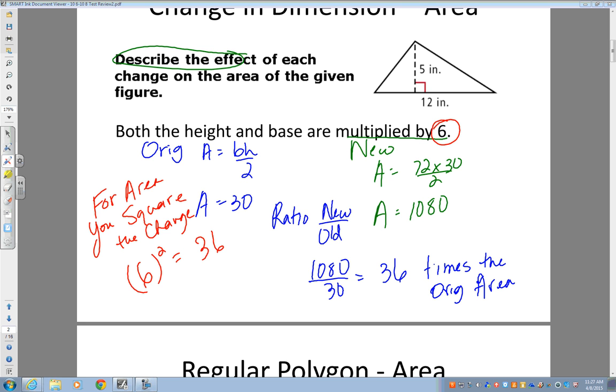So why did it say the sky? I thought it was going like the part, write it out. I did. It got 36 times the original area. Oh, okay. 36 times 30 will give you the 1080.